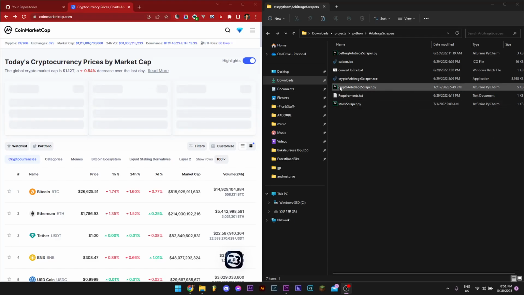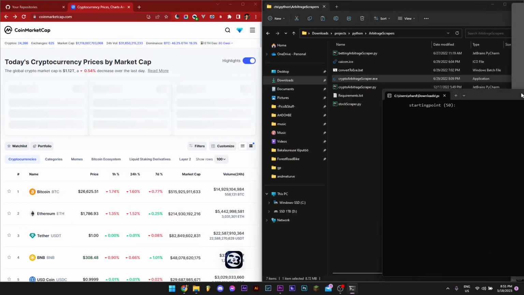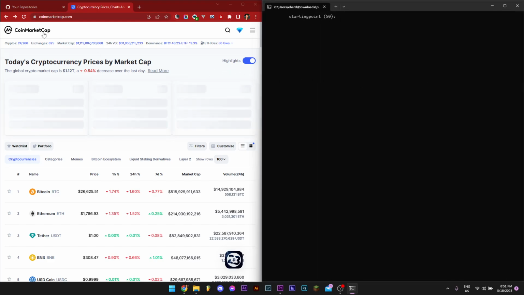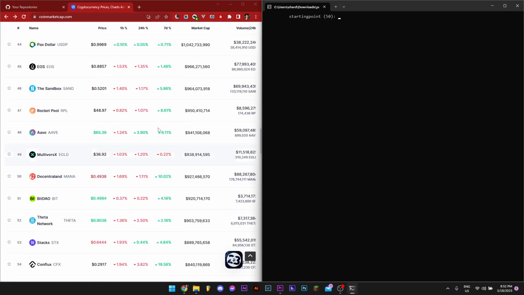Hello, I will show you my awesome crypto arbitrage scraper. So this here takes input from CoinMarketCap. It uses the API to get the information, and what it asks first is the starting point. That means from which crypto it will start scanning. The default is 50, but let's start from 51.